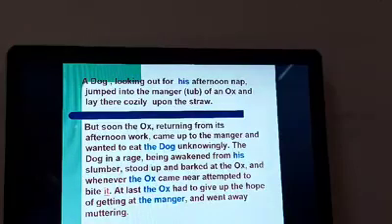The dog in a rage, being awakened from his slumber, stood up and barked at the ox, because the ox disturbed him, and whenever the ox came near, attempted to bite it. And it is another confusion.